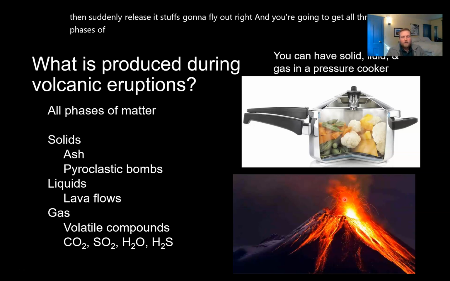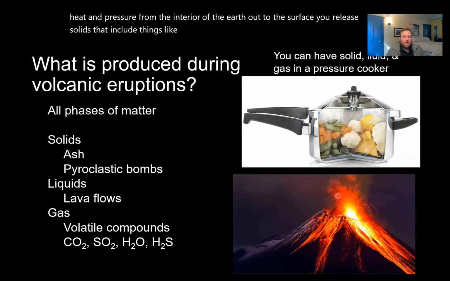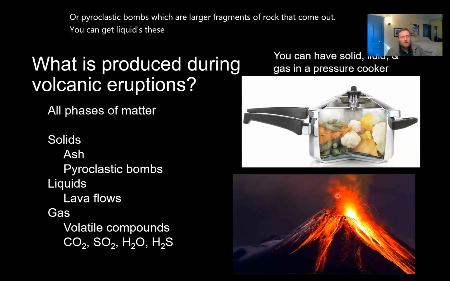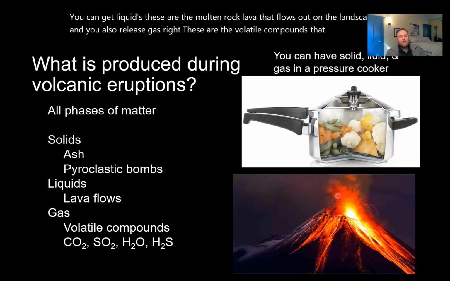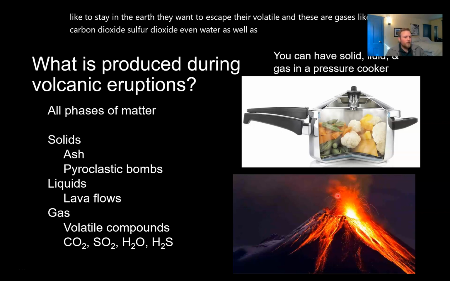So during a volcanic eruption, which is fundamentally a release of heat and pressure from the interior of the earth out to the surface, you release solids that include things like volcanic ash or pyroclastic bombs, which are larger fragments of rock that come out. You can get liquids. These are the molten rock, lava that flows out on the landscape. And you also release gas. These are the volatile compounds that really don't like to stay in the earth. They want to escape. They're volatile. And these are gases like carbon dioxide, sulfur dioxide, even water, as well as hydrogen sulfide. Okay?